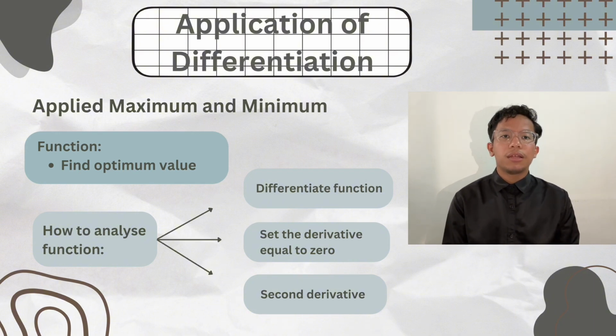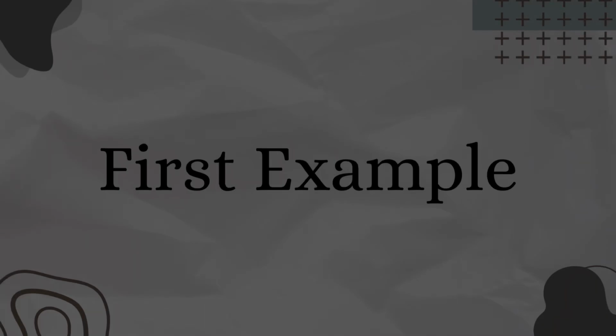After that, we are required to do the second derivative test. This test is to determine whether each critical point is a maximum, minimum, or saddle. If the second derivative is positive at the critical point, the function has a local minimum. If the second derivative is negative at the critical point, the function has a local maximum. So, let's take a look at an example.